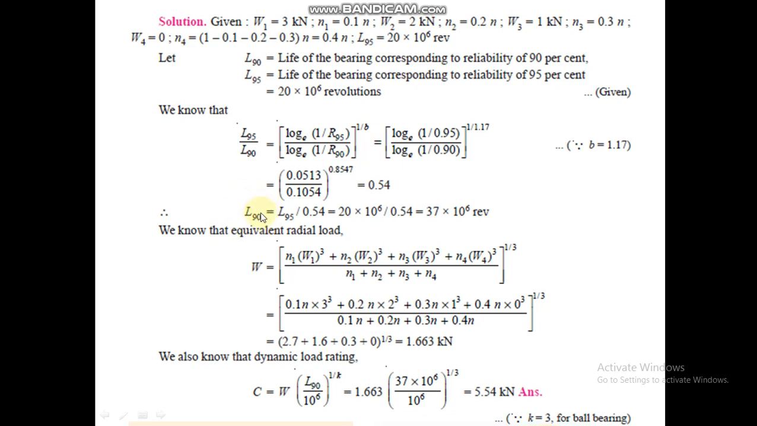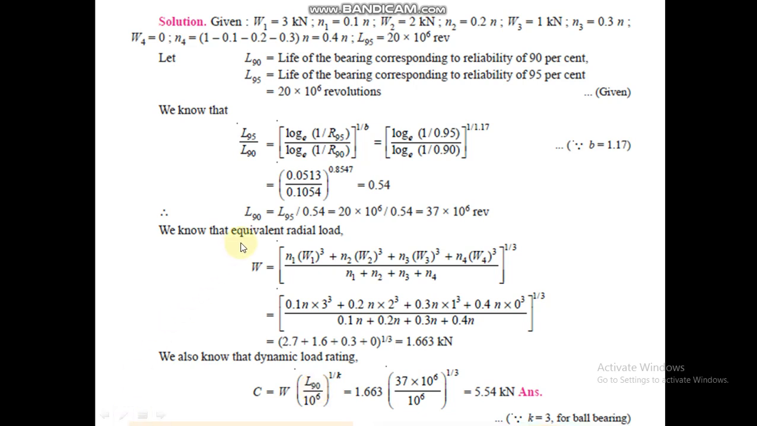Why have we calculated this? Because we have to find C, and in the formula of C we write W into L90 by 10 raised to power 6, raised to 1 by K. So we have to find L90, but the value of L90 is not given; we have been given the value of L95. So from L95 we have calculated L90 so that we can put it in the formula of C. Now the only thing remaining is to calculate W.